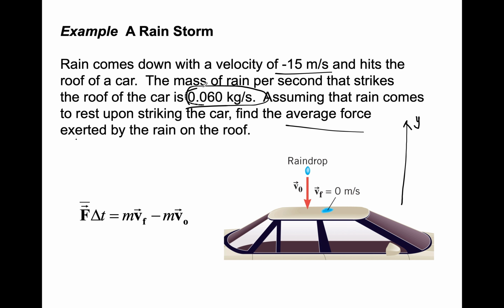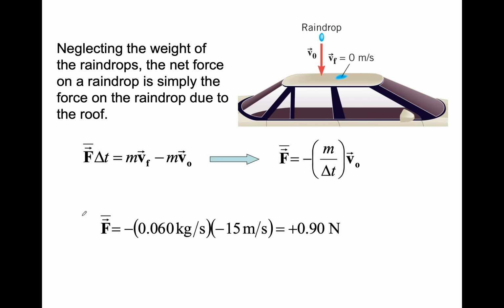So we can find out the change of momentum of the rain in 1 second, right? In 1 second, there is 0.06 kilogram of rain dropping on the car, so we can calculate the initial momentum of the rain and the final momentum of the rain, so we can find out the change of momentum in 1 second. And after we find this out, in 1 second we can estimate the average force. And that's exactly what we are going to do.